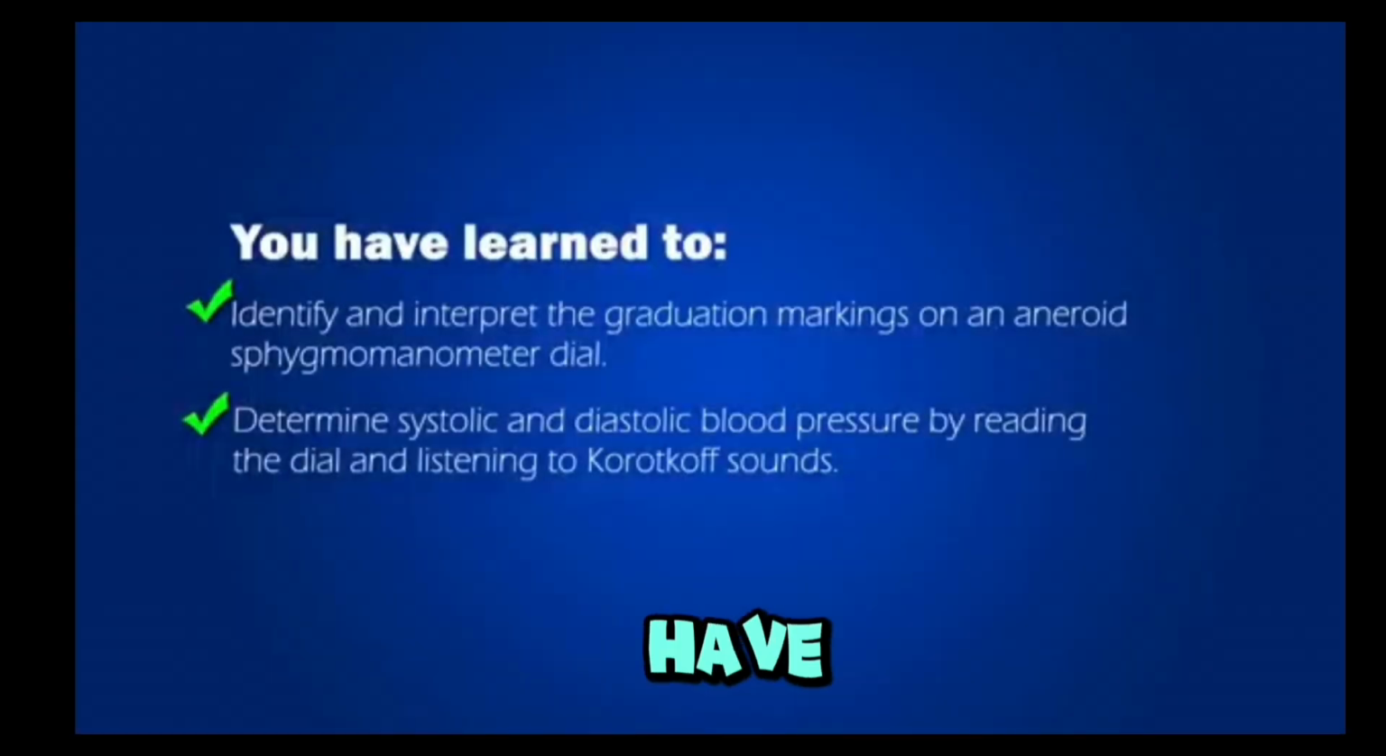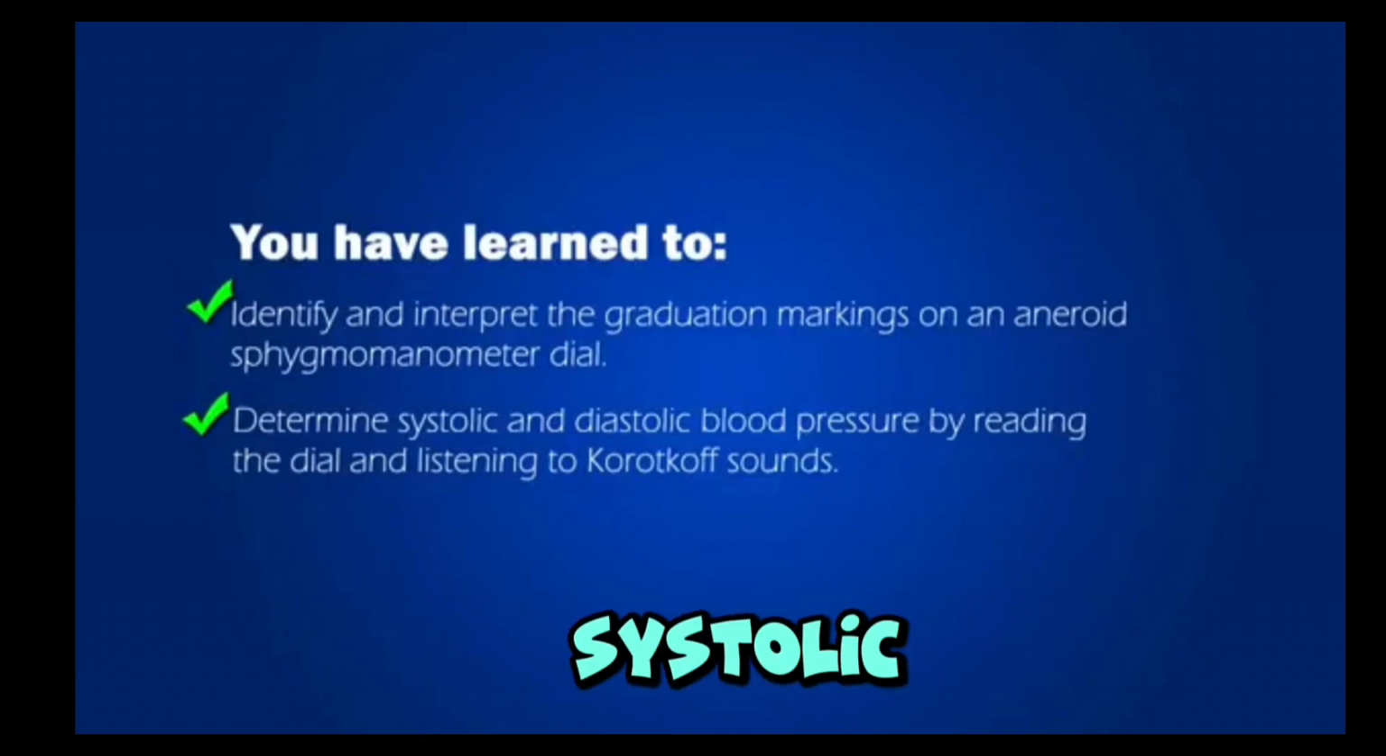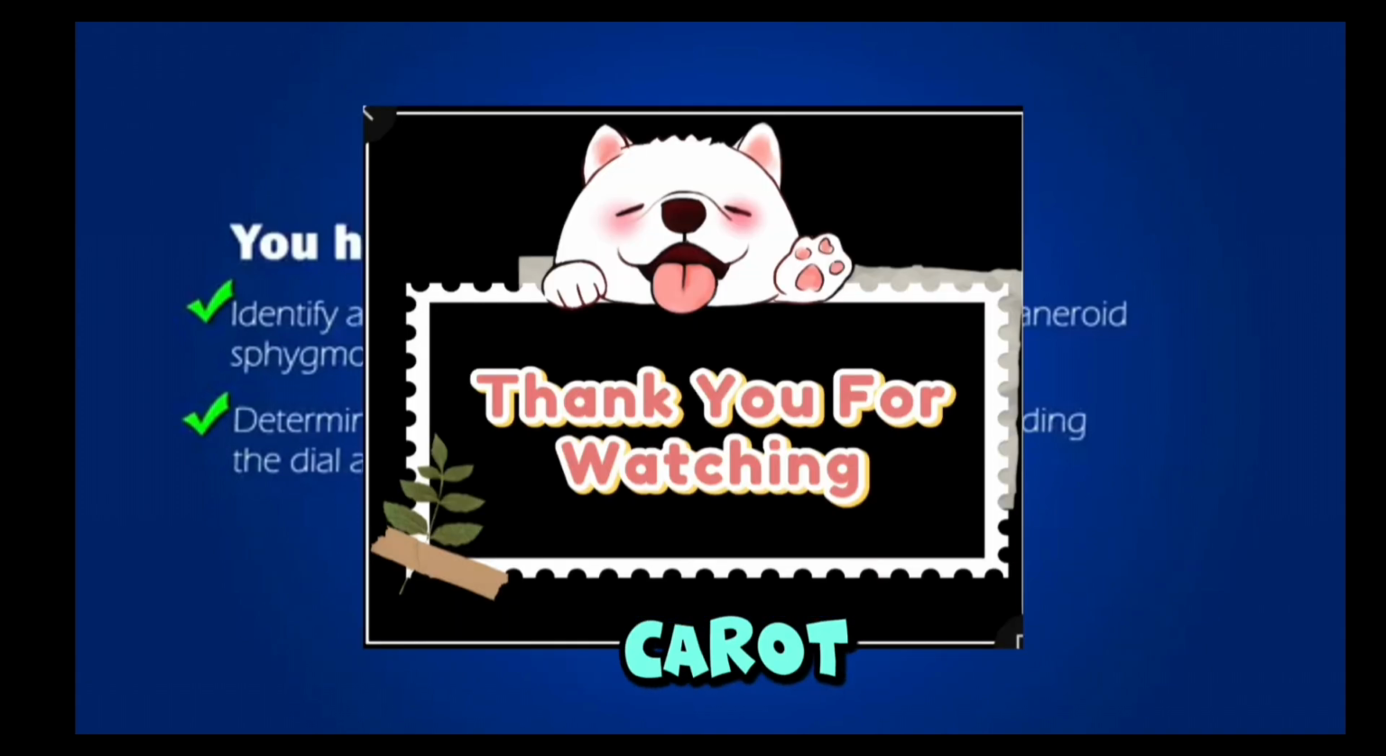And there you have it. You have learned to identify and interpret the graduation markings on an Android sphygmomanometer dial and determine the systolic and diastolic blood pressure by reading the dial and listening to the cough sounds.